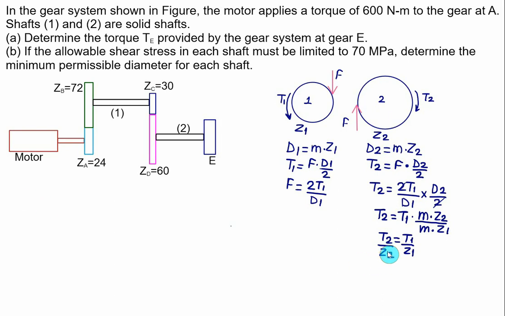If I write this generalized relationship for gear A and gear B, I can write it as T_A divided by Z_A is equal to T_B divided by Z_B. Here gears A and B are in mesh, so we can use this equation.